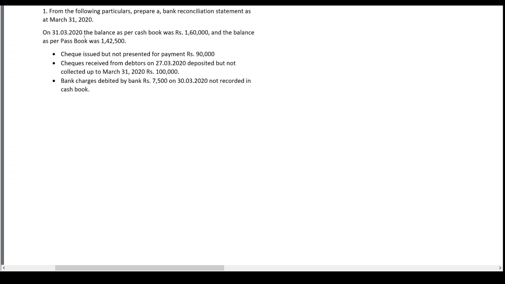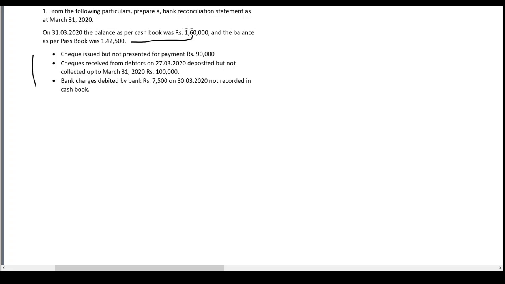On 31st March 20, the balance as per cash book was rupees 1,60,000 and the balance as per passbook was 1,42,500. So the balance as per cash book and as per the passbook are not tallying. Check issued but not presented for payment 90,000 rupees. Checks received from debtors on 27th March 2020 deposited but not collected up to 31st March 20, 1 lakh. Bank charges debited by the bank 7,500 on 30th March 20 not recorded in the cash book. So these three are the reasons for differences.